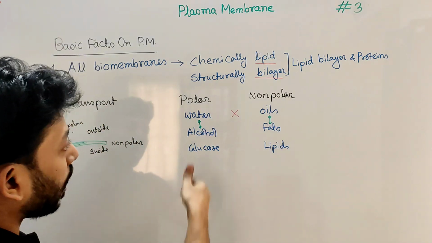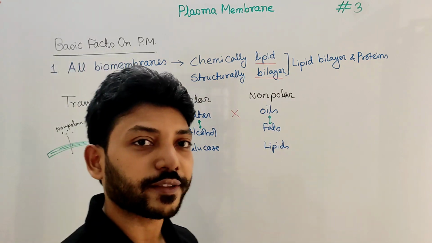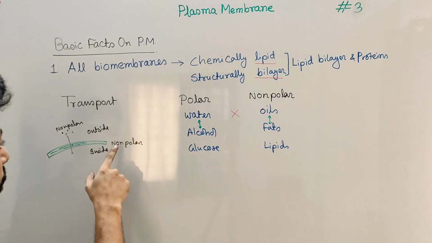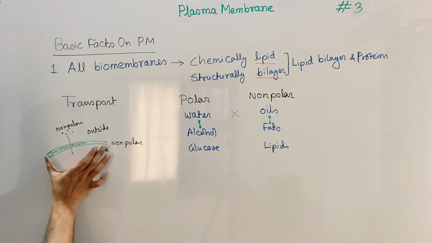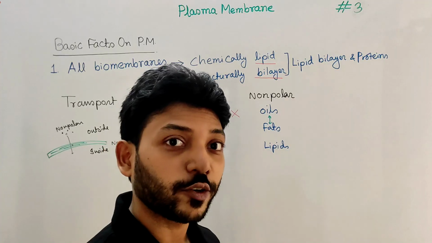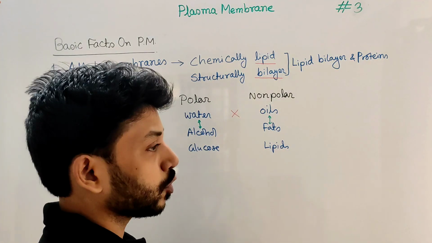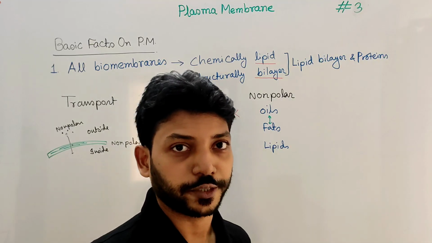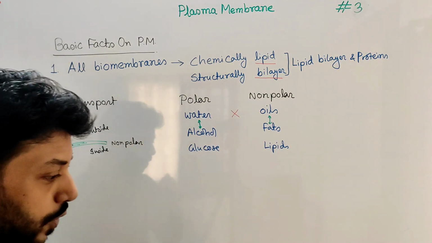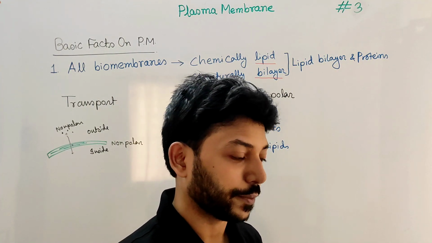But what about other polar molecules like glucose, water, or any amino acids that are polar in nature? They also transport through the membrane. So through just the lipid membrane, they do not actually transport. There must be some proteins that help in the transport of polar molecules from outside to inside or inside to outside. So from these mechanisms, they pointed out that there must be something present in the plasma membrane.